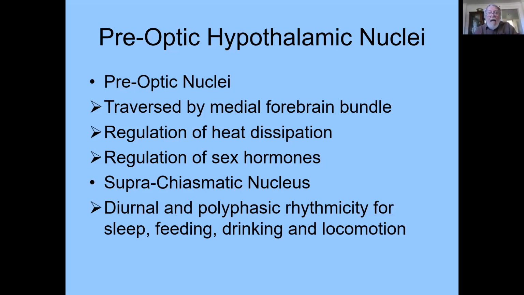And we now look at two big functions. One is the regulation of heat or temperature, and there we're looking at the lateral preoptic nucleus. And then the regulation of sex hormones, and there you're looking at the medial preoptic nucleus. And then the third of these nuclei that's in the preoptic hypothalamic nuclei is the suprachiasmatic nucleus, and it sits literally above the optic chiasm.